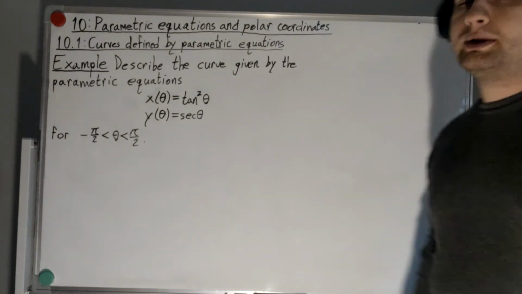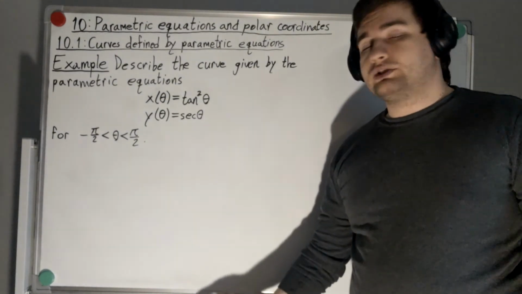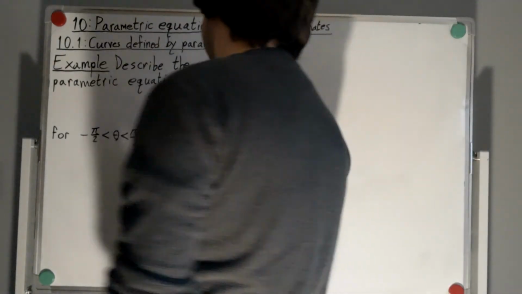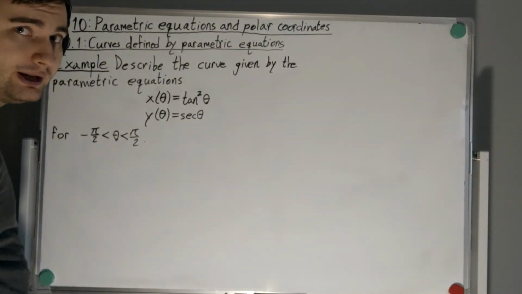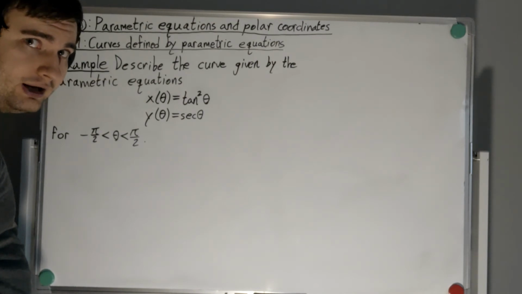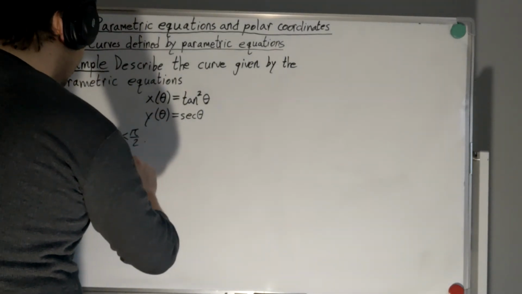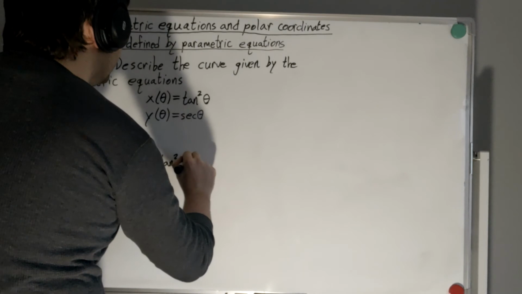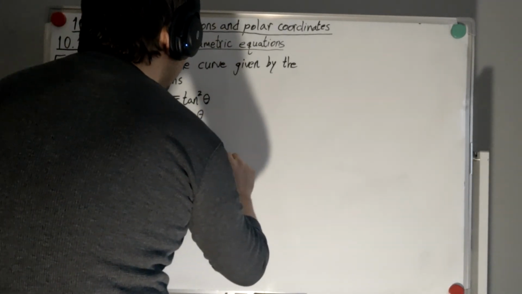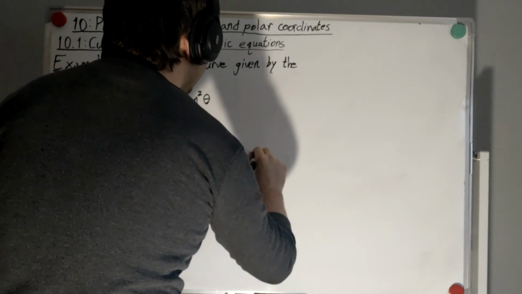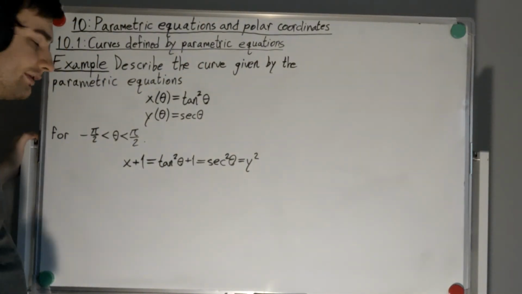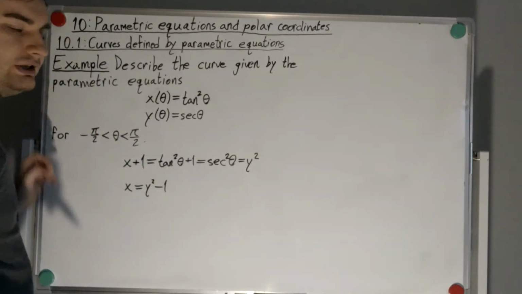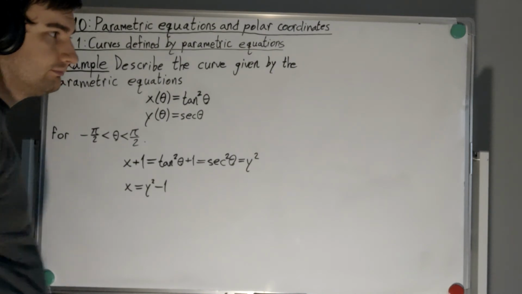So to come up with a Cartesian description for this curve, again, you just have to find an equation that relates the two, x and y. So in this case, all we need to use is the fact that tangent squared theta plus 1 is secant squared theta. So x plus 1, well, that would be tangent squared theta plus 1, which happens to be secant squared theta, which is y squared in our case. This gives us x equals y squared minus 1, which is at least part of a parabola.